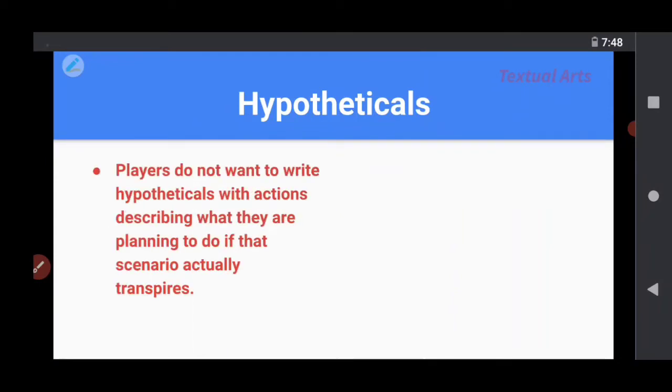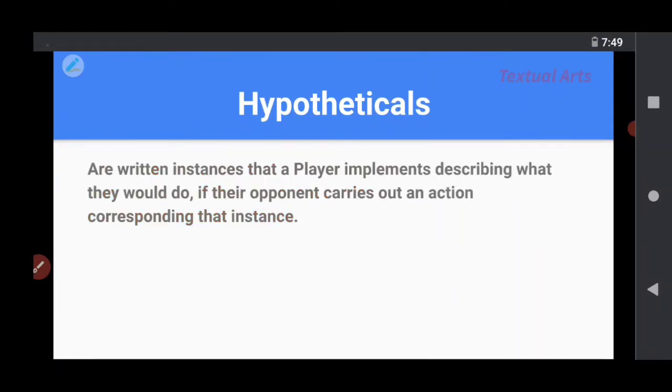But for example, say my character ducks, dodges, and punches. I would either write it as a subtitle or I would just say "if." People usually do both. People usually use it as a subtitle or heading and say hypotheticals and write a list of hypotheticals that they expect to transpire. Or what I do, I would just write... sometimes I don't even write "if," but it all depends on the context of the fight. But a lot of people just write "if."